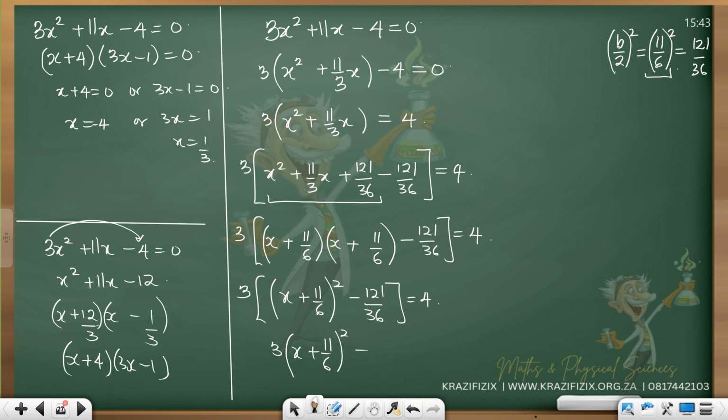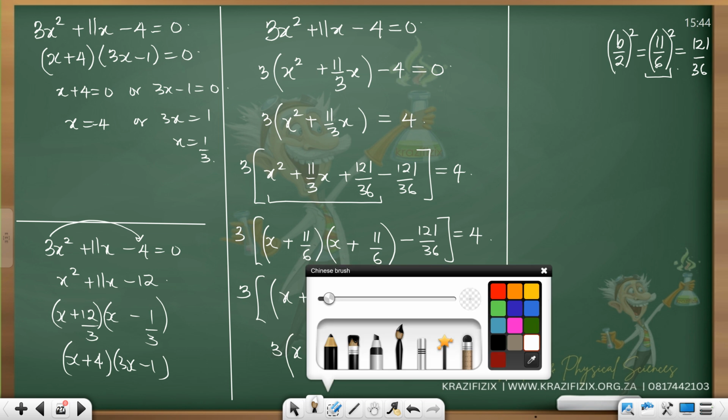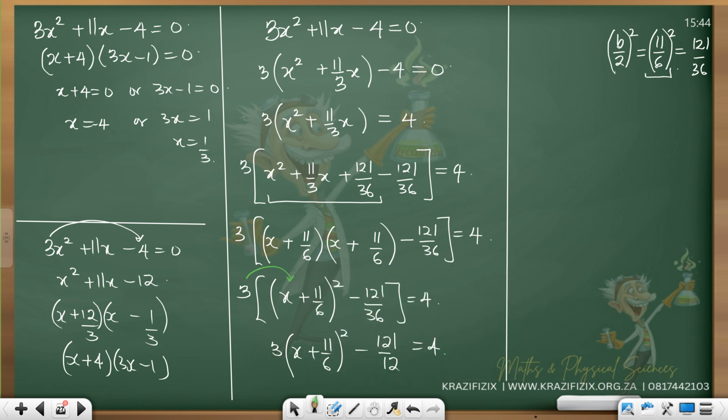All right. 121 over 36 times 3. 36 divided by 3 would be what? 12. 121 over 12. Are we on the same page? I have used the 3 to multiply. I've removed that bracket, so the 3.